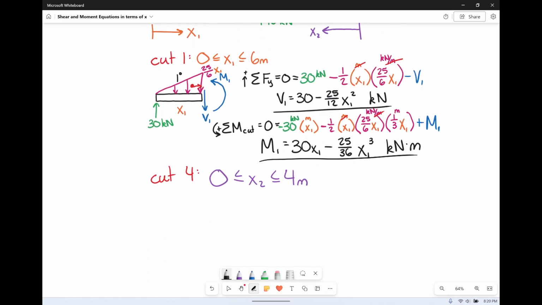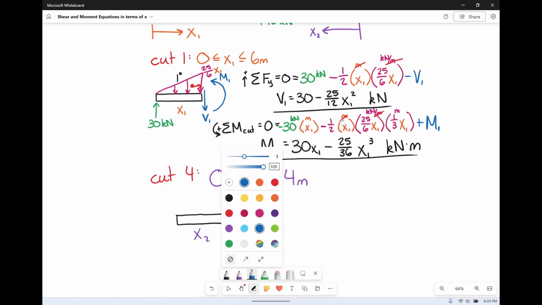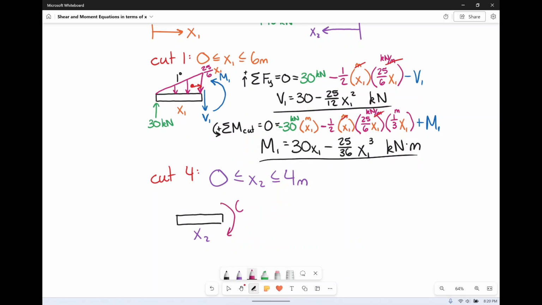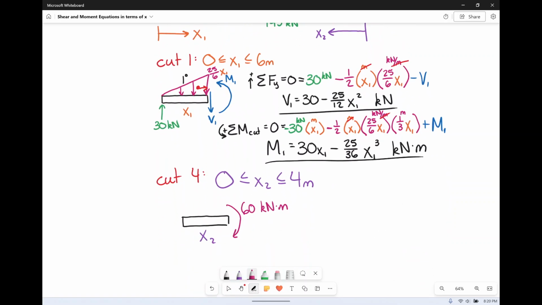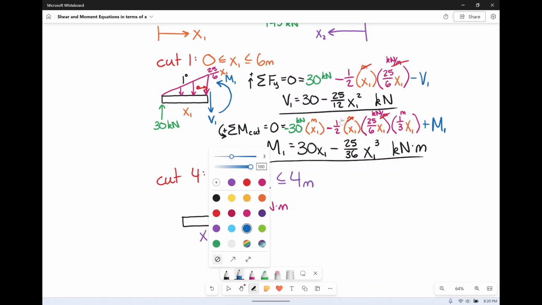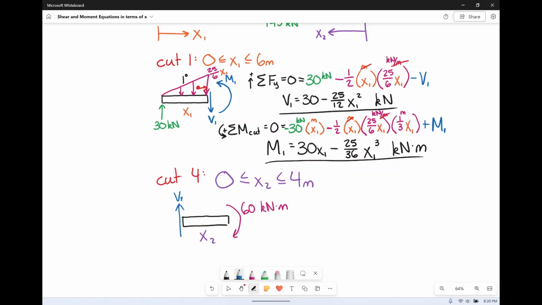Now let's draw our beam. This one is so simple. Here we have our little x2 distance, and we are just given this very lovely 60 kilonewton meter point load on the end. That's all that's happening in that cut. That is absolutely beautiful. So now let's draw on our shear. Shear goes up on this side, by the way. It's not 2, it's number 4. Gotta get that right. And moment goes around the other way as well, so that's moment 4. This is going to be lovely. This is the best one to do.